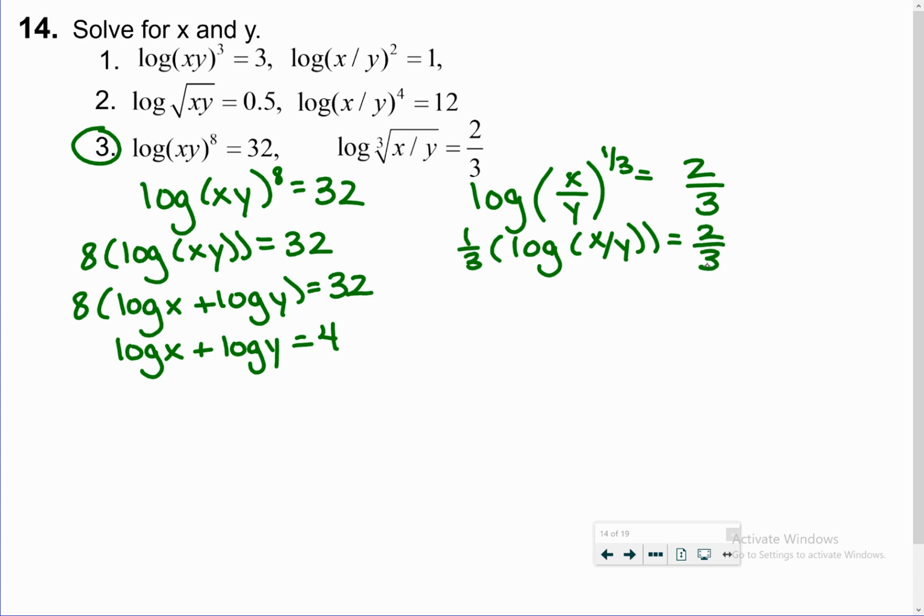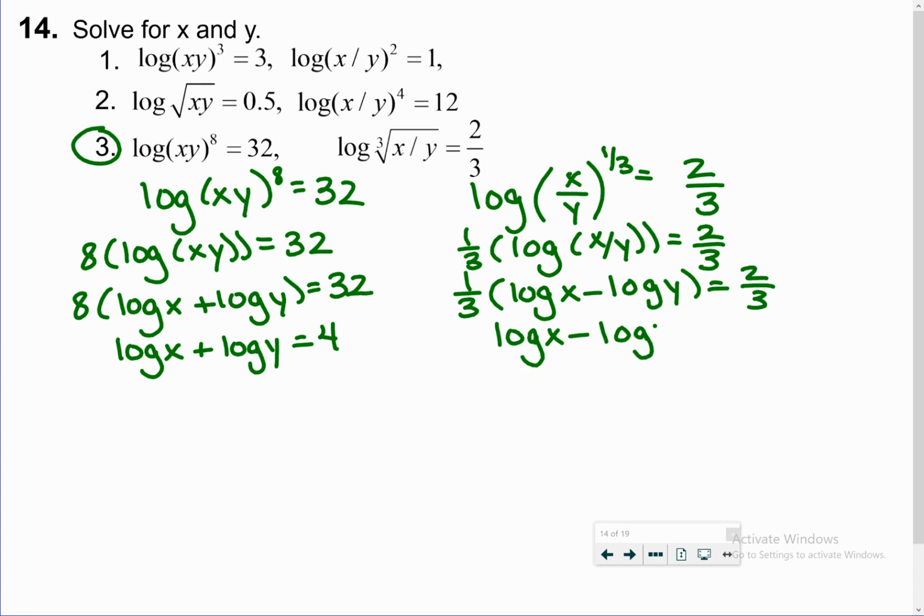Those numbers are divided inside my log, so I can expand it into subtraction, log x minus log y. And then again, instead of distributing it in, if I want to make my life easier, I can just divide both sides by 1/3. 2/3 divided by 1/3 gives you what? Just 2. Nice and pretty. Okay, so this is a nicer version of our system now.